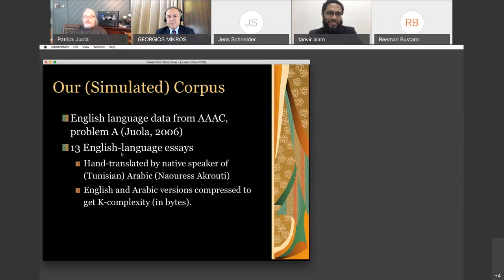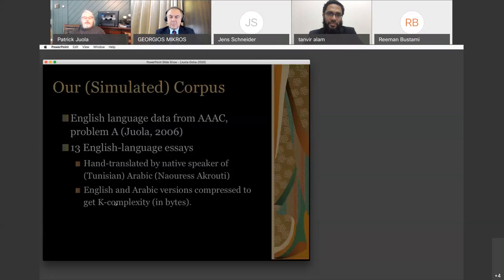So what I did is I took some English data I had lying around from the ad hoc authorship attribution corpus, and I had it hand translated by a native speaker of Tunisian Arabic. Now, Risa Akroti is a professional translator now living in Italy, and she was able to give me an Arabic version of these essays, and I'm pretending that those were actually written by the original author in Arabic. So then I compressed both the English and the Arabic versions to get the Kolmogorov complexity.